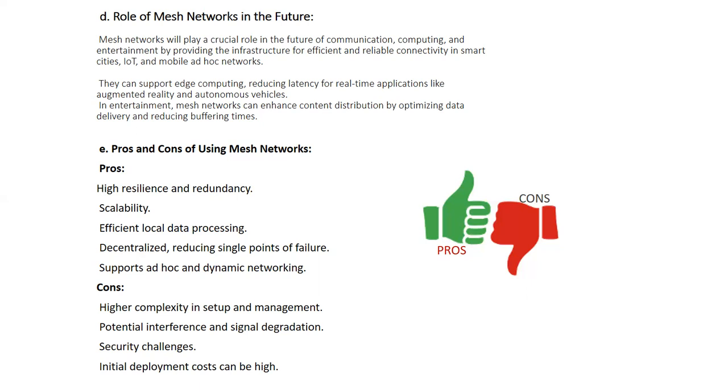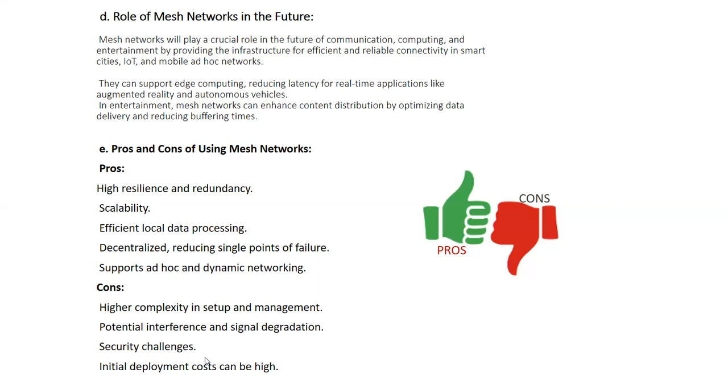And then some of the disadvantages: high complexity in setup and management. Consider the fact that it has lots of connectivity and at times is associated with lots of tangled wires. Then we have potential interference and signal degradation from magnetic fields, radiation, and ultraviolet rays from the sun. They can easily disintegrate or tamper with the signal strength in a mesh network.